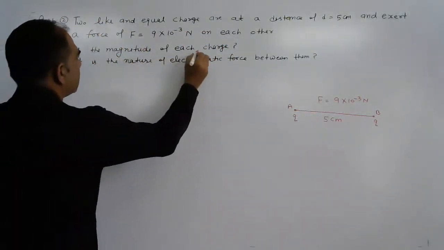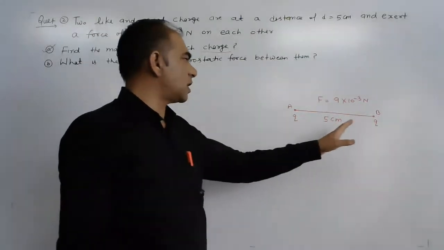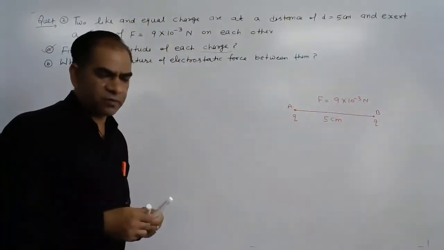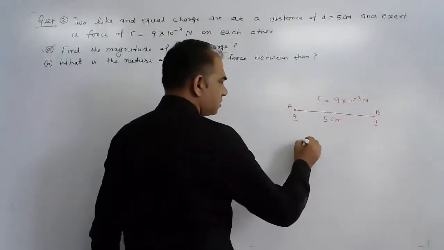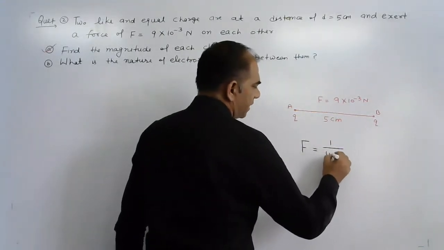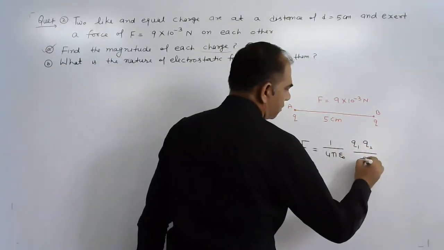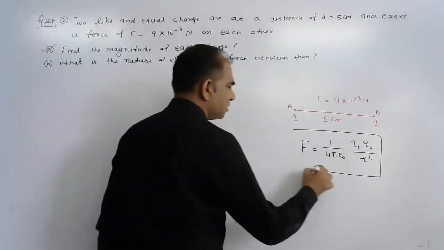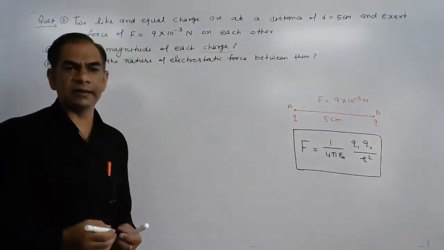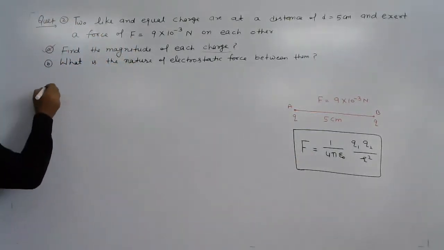Now what is the question? The question is to find the magnitude of each charge. First, we know very well there are two charges, Q and Q, separated by a definite distance. What type of formula do we use here? We use the electrostatic force formula. First we write down the formula: 1 upon 4 pi epsilon naught, q1 q2 upon r square. This is the basic formula, known as Coulomb's law, or the electrostatic force. We apply this formula and easily calculate the first part.